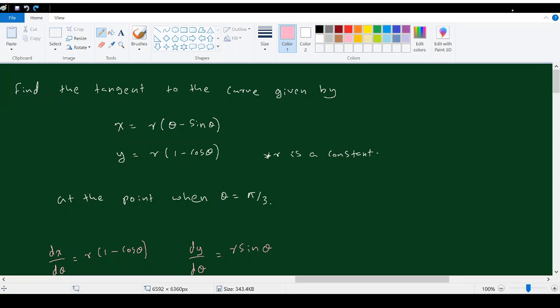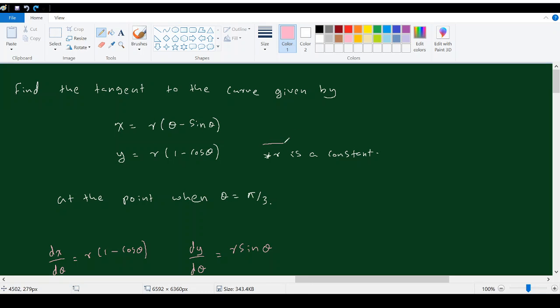Let's move on to another question. Here it says to find the tangent to the curve given by this. Now here you can see there are two variables used here, r and theta. But the thing is, now r is not a variable actually, okay?